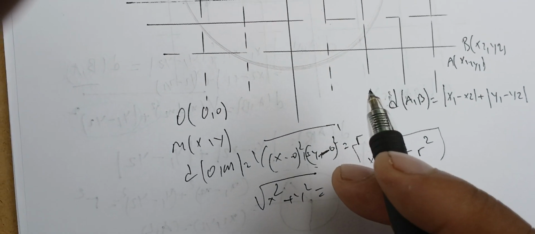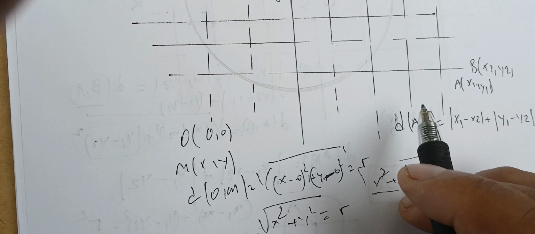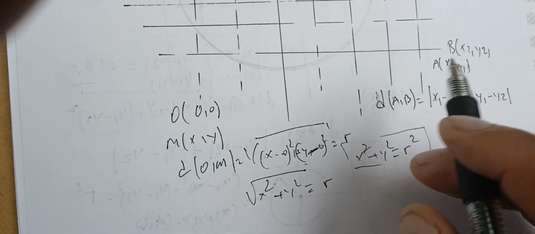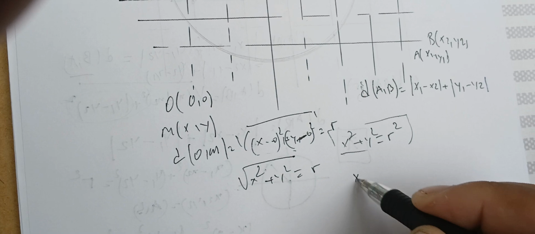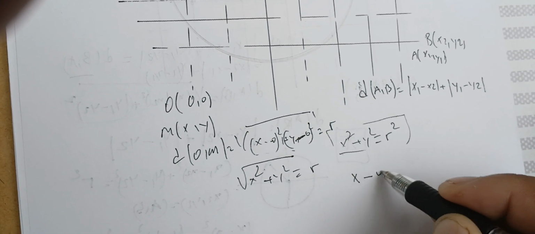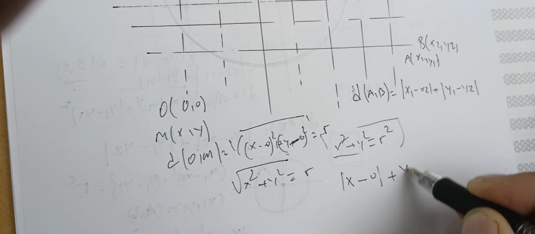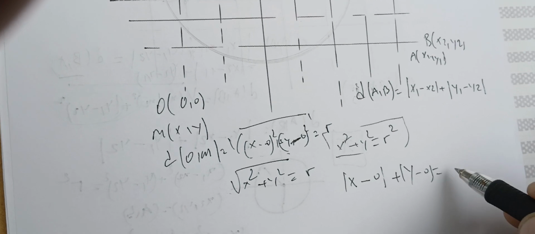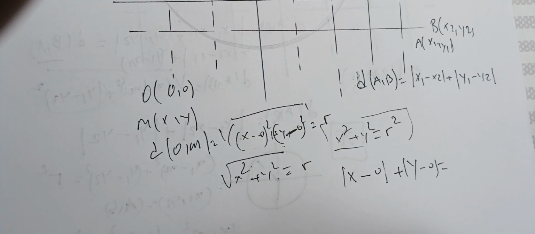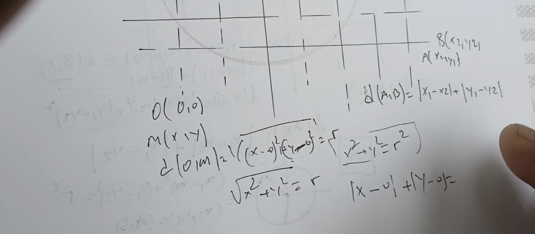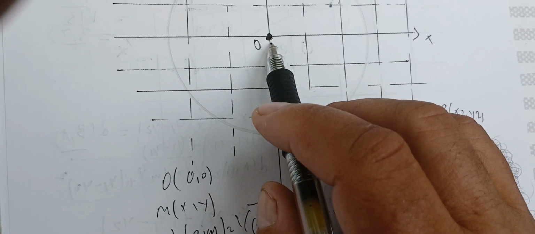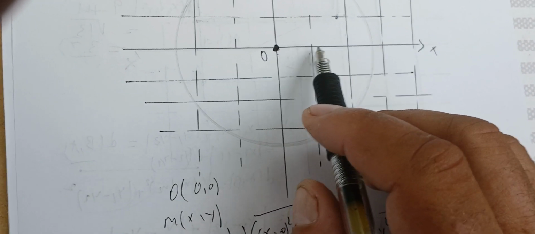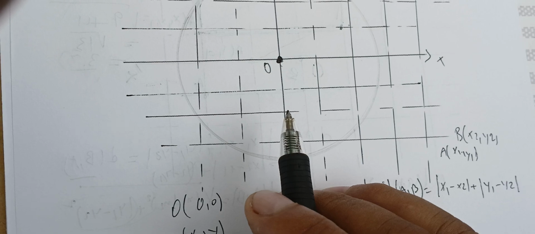In the taxicab metric or distance, we will have the following: the absolute value of x minus 0 plus the absolute value of y minus 0 is equal to some r. Let's construct the circle that has 0, 0 as the origin and 2 as the radius.